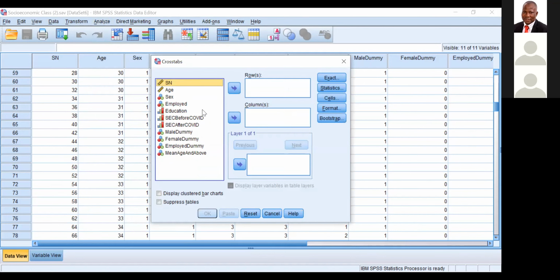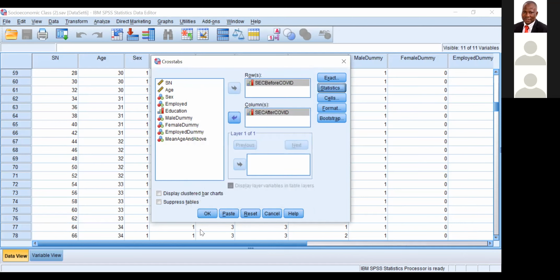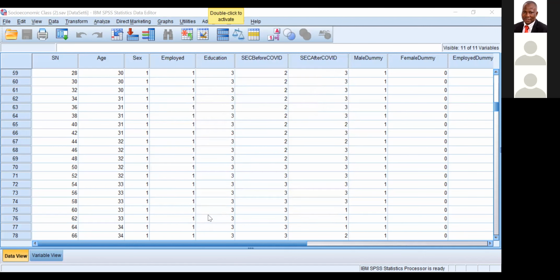Now, COVID before will be the row, SEC before COVID, SEC after COVID. Go to statistics. Click McNemar. But when it does it, it will give you McNemar-Bowker. Click continue. Okay. So stop sharing and share the result with us.